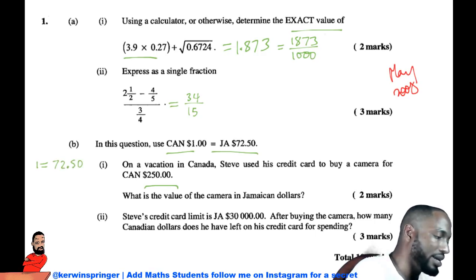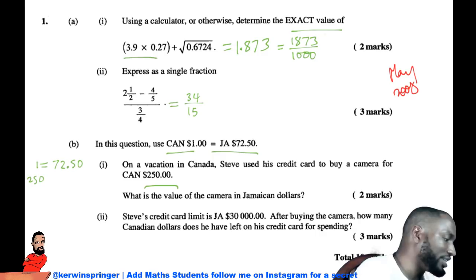So therefore it'll be 250 Jamaican equal to 1 Canadian. I'm supposed to be writing Canadian here, and this is the Jamaican. Would be equal to a straight multiplication, because it's like you're dividing by 1. So it's just a straight multiplication by 250. And that should give me 18,125, and this represents Jamaican dollars.